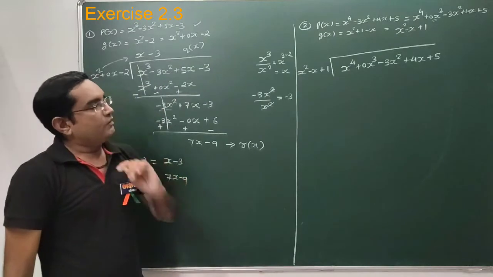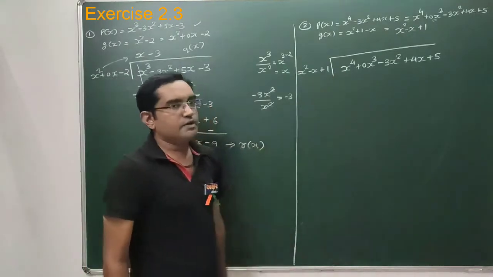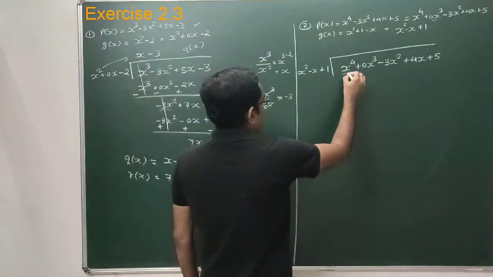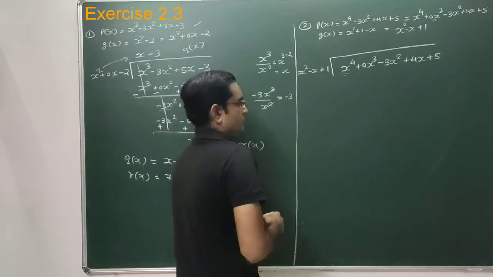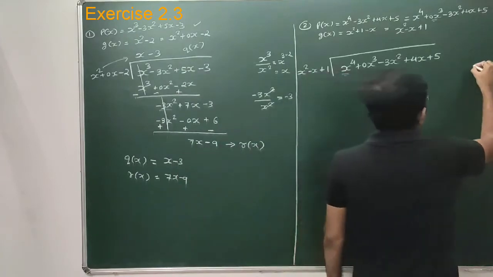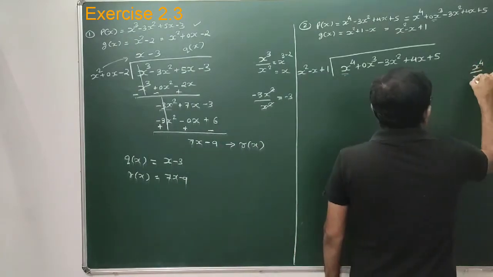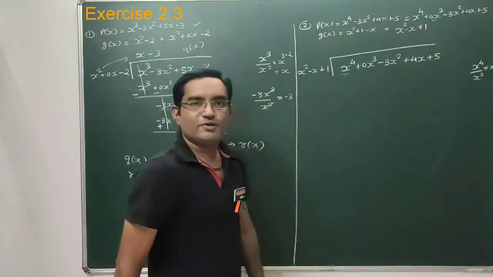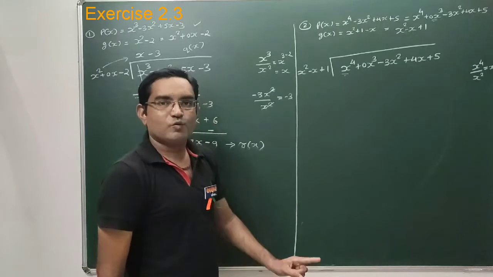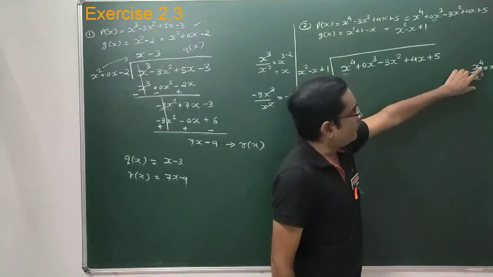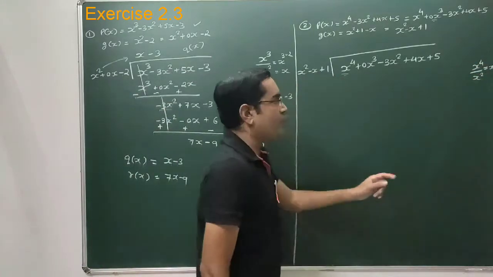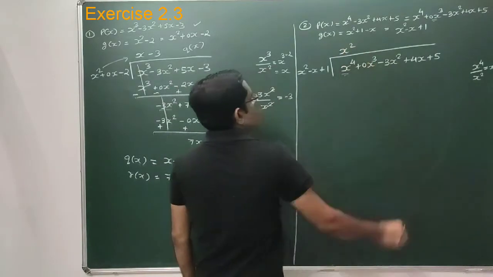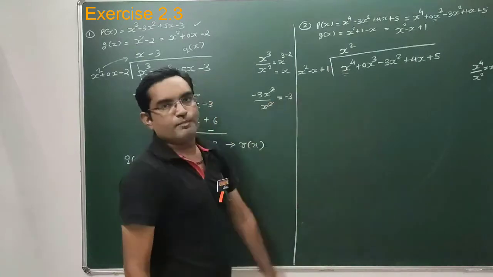Clear? Now again, for the long division, you have to consider the division of leading terms. Here the leading term is x raised to 4, and here the leading term is x square. So it's x raised to 4 divided by x square. What is x raised to 4 divided by x square, students? Yes, it's x square, because I have to perform subtraction of powers: 4 minus 2 is 2. So you have to write that x square in the quotient part.